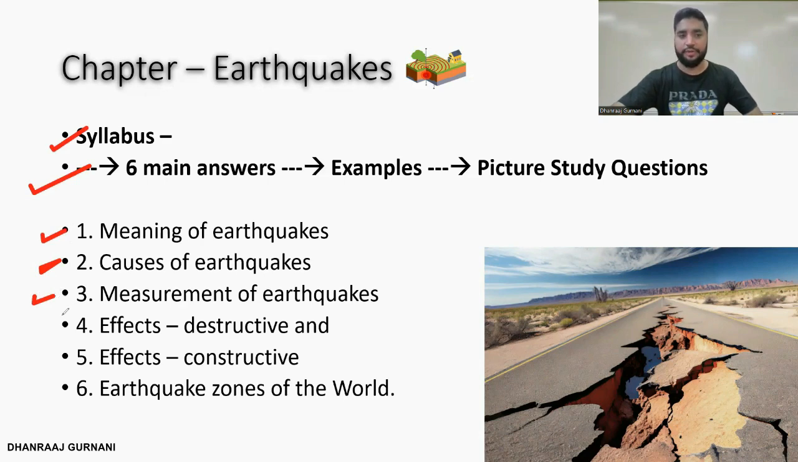Just like the previous chapter of volcanoes, here also you have effects which are destructive and constructive, and earthquake zones of the world where you find earthquakes and where earthquakes occur. In this chapter as well, you have examples to be learned, names of earthquakes, places where earthquakes have occurred, and picture studies can come from this chapter as well.